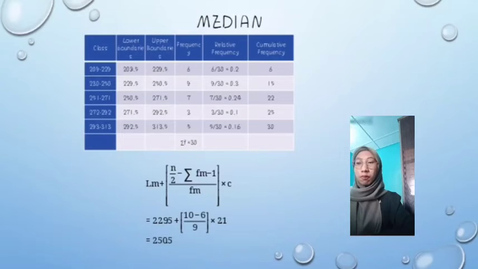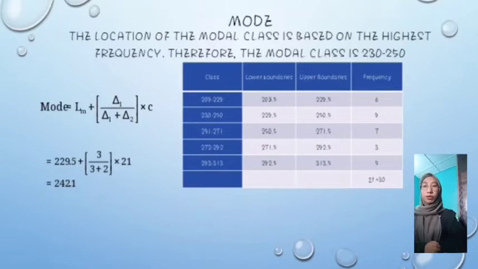The median. The formula is the lower class boundary of the median class plus n over 2 minus the cumulative frequency before the median class, over the frequency of the median class, multiplied by the class width. 229.5 is the lower class boundary of the median class, plus 15, which we get from n over 2, minus 6, over 9, multiplied by 21. We can get 250.5.